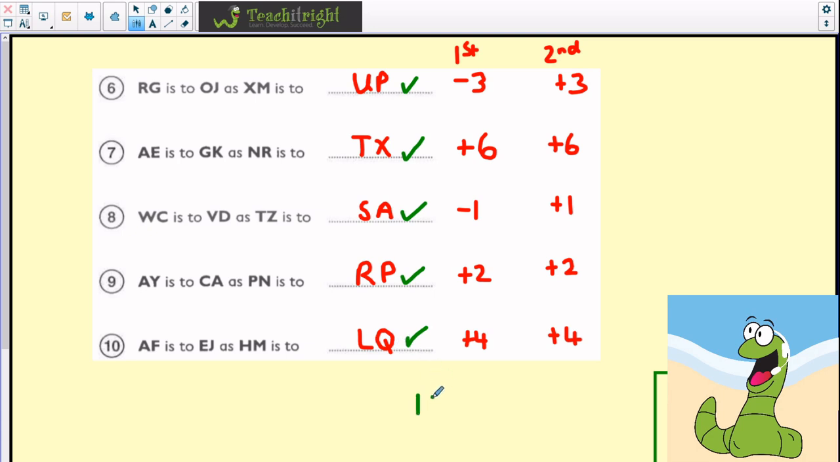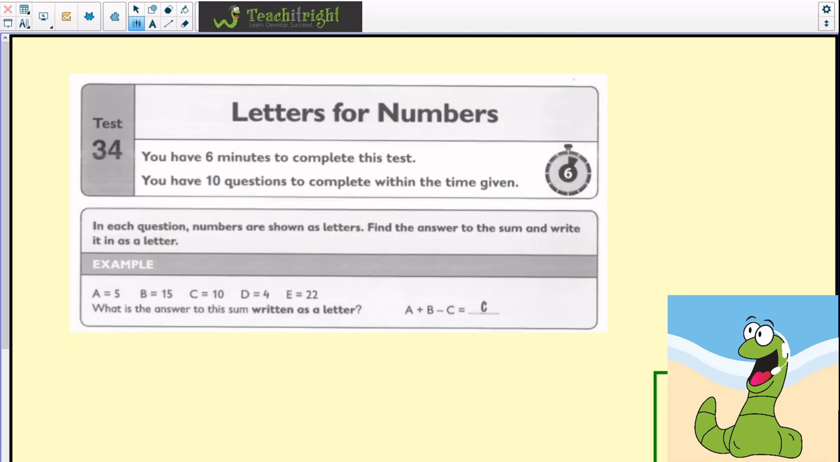So do put a mark out of 10. If you've got any wrong, then just again, as we said in the first round of the letter analogies, do check the jumps. See if you were accurate with your jumping. Well done. Let's move on to the next set of questions, and I know this is one of our favourites.